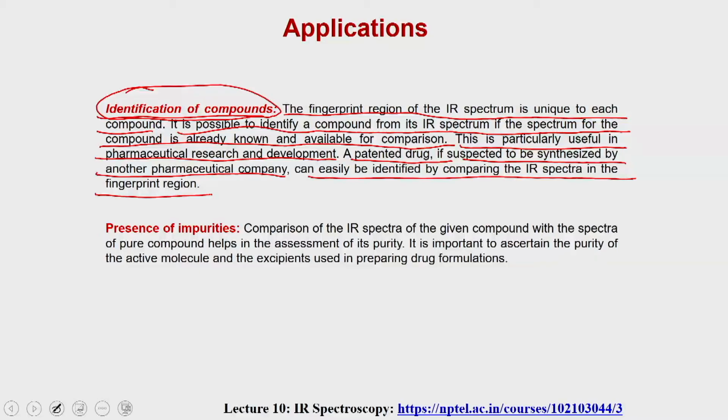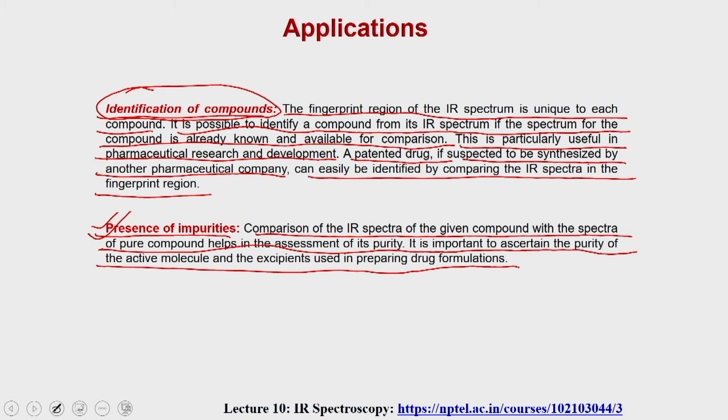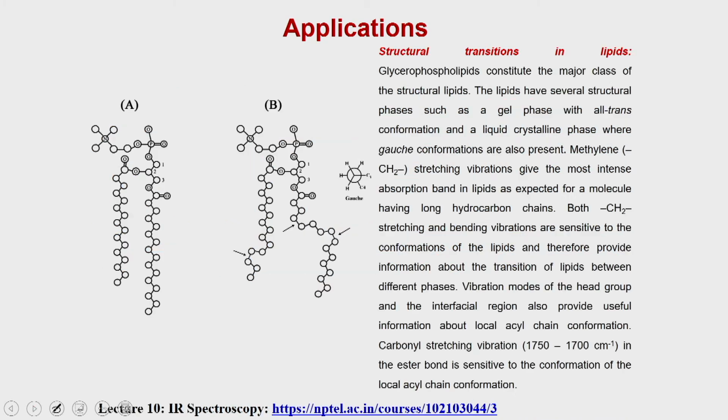Then you can also easily know the presence of impurities. Comparison of the IR spectrum of a given compound with the spectrum of the pure compound will help you assess its impurities. It is important to ascertain the purity of an active compound before drug formulation.